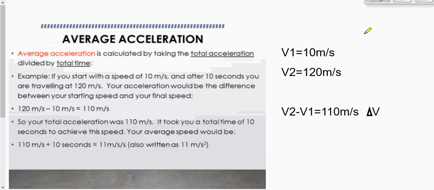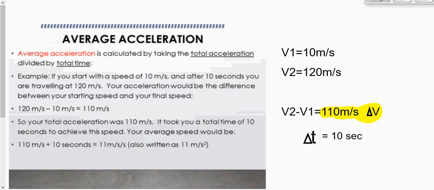I know my starting velocity then is 10 meters a second, and my final velocity is 120. If I take my final velocity, my v2, and subtract from it my starting velocity, my v1, I have a difference of 110 meters per second. 110 meters per second is my change in velocity. It's how much that my velocity has changed by.